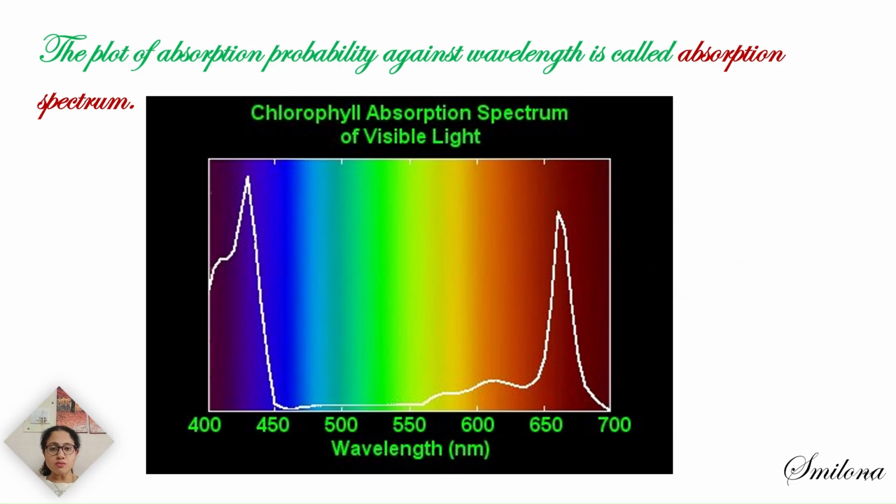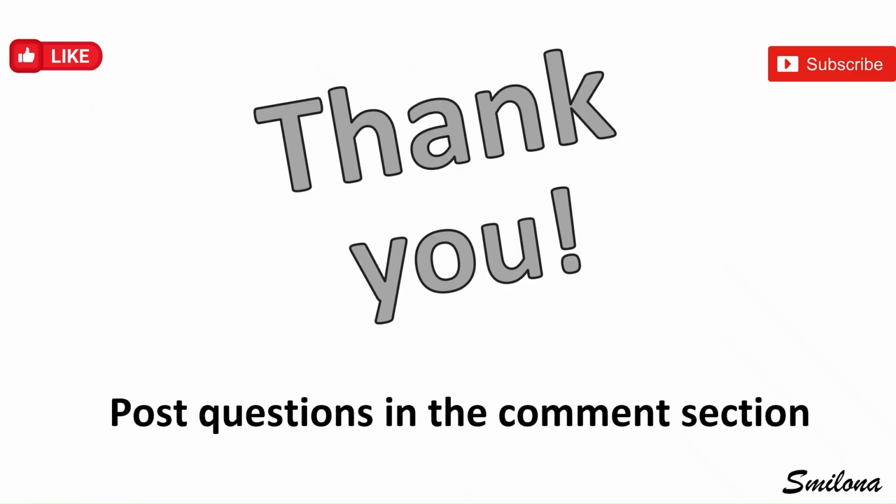This is reflected in what we call the absorption spectrum. The absorption spectrum is the plot of absorption probability against wavelength. So if we take chlorophyll and look at which wavelengths it is absorbing, you will see that it absorbs in the blue region and in the red region. The region where it does not absorb anything is the green region. And that is why chlorophyll and the plant is green in color.